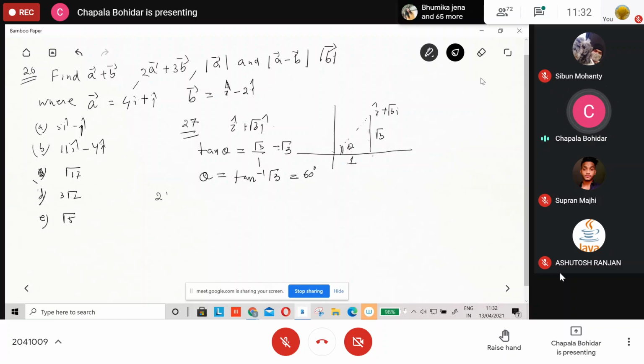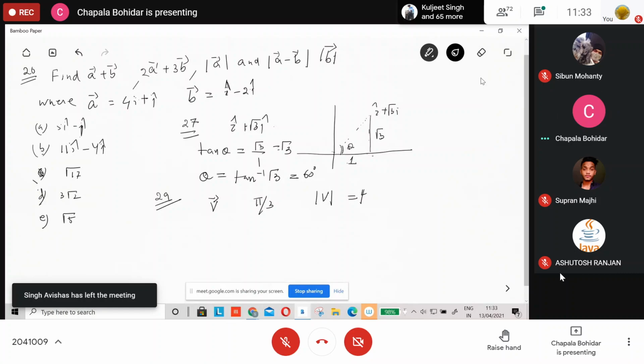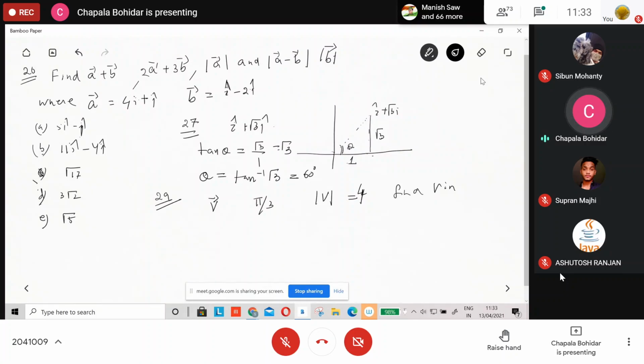Now question number 29. If V vector lies in the first quadrant and makes an angle of pi by 3 with the positive x-axis, and absolute value of V is equal to 4, find V in components.